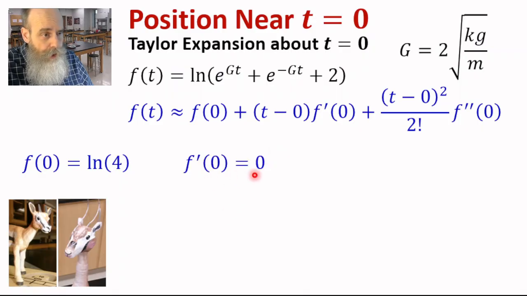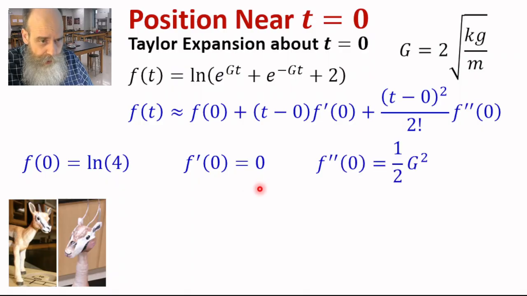Now, I'm not going to work that out. I'll let you viewers work it out for yourself. F prime at 0 equals 0. And f double prime at 0 is 1/2 g squared.